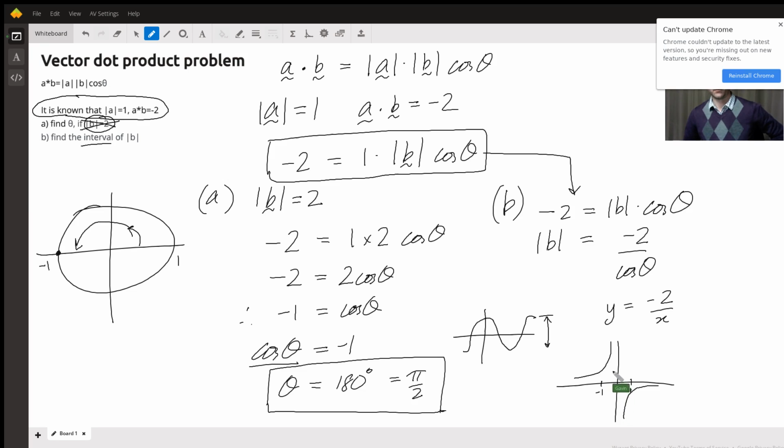That means y could be anywhere between -infinity and +infinity, excluding 0. So I believe that's the interval for the possible values of the length of b.